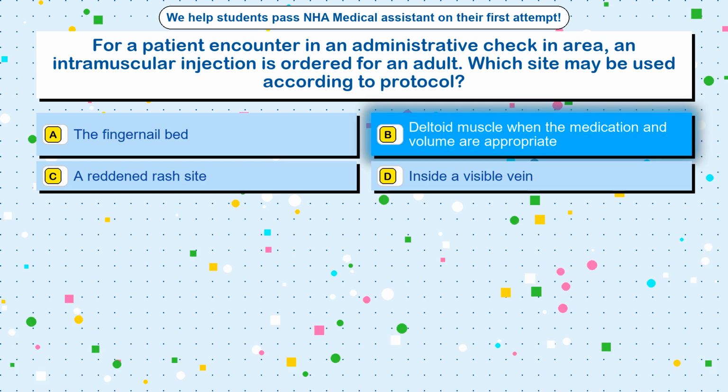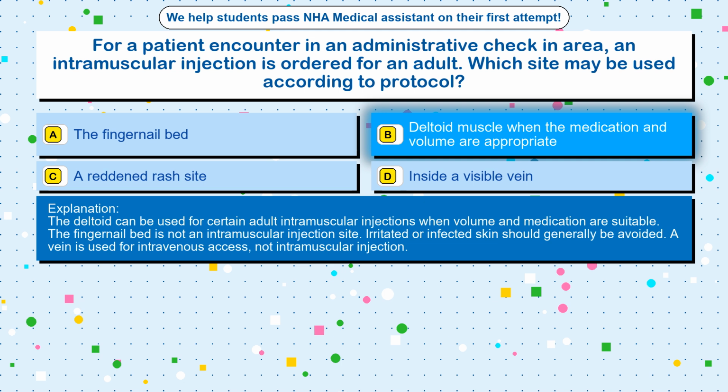The correct answer is option B. Deltoid muscle when the medication and volume are appropriate. The deltoid can be used for certain adult intramuscular injections when volume and medication are suitable. The fingernail bed is not an intramuscular injection site. Irritated or infected skin should generally be avoided. A vein is used for intravenous access, not intramuscular injection.